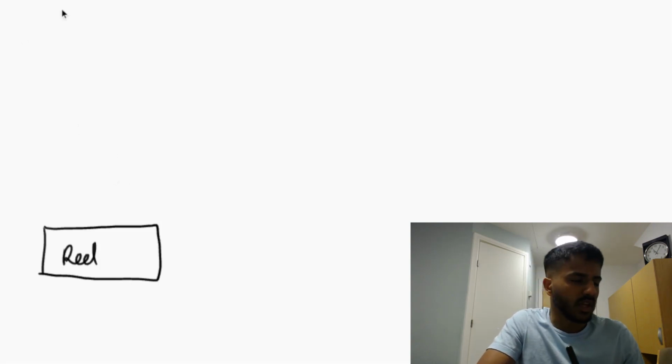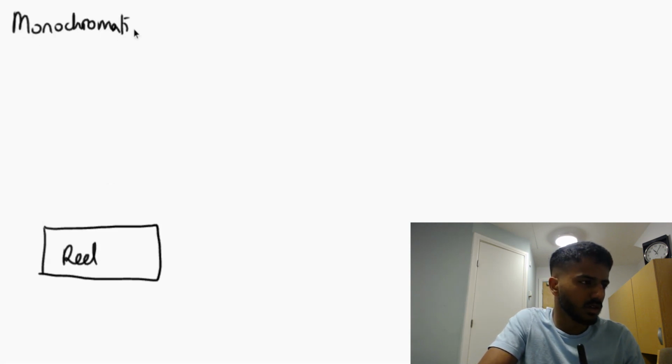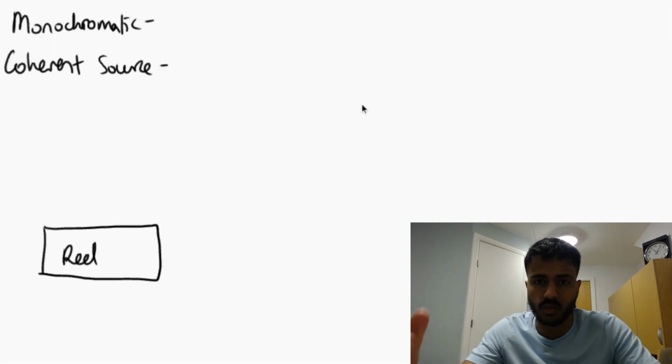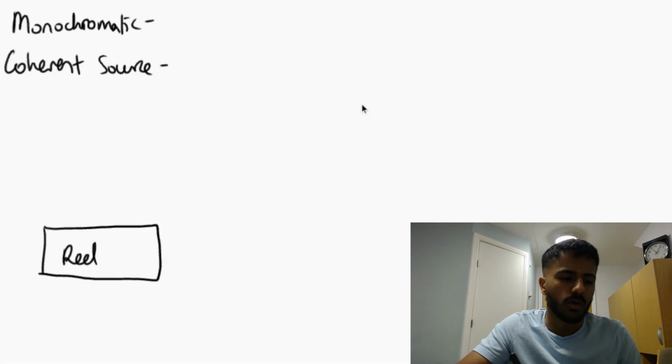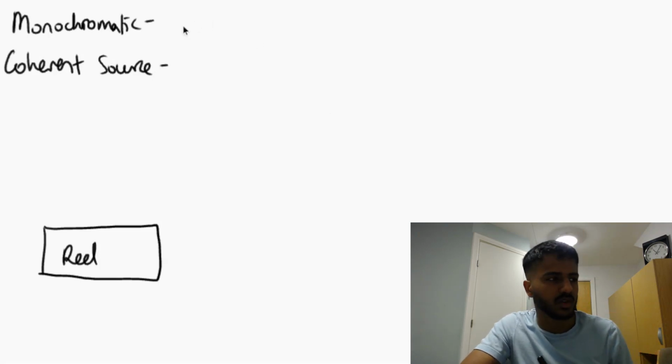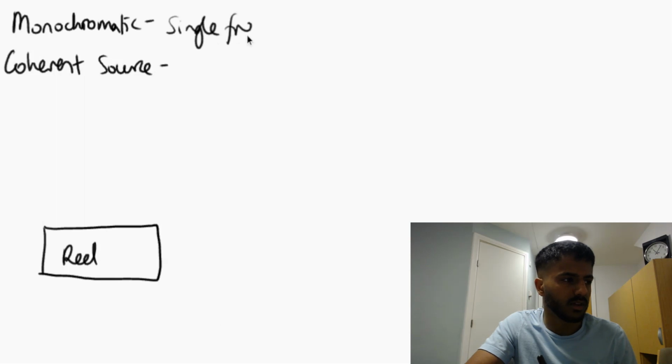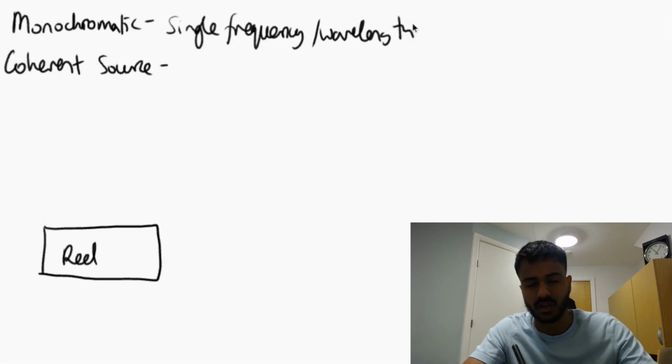So let's say I have this laser of red light, and we are told two things about this laser. We're told that the light coming from it is both monochromatic and a coherent source. These are two definitions that you should be really comfortable with when you're going to your exam. So what do they mean? Well, monochromatic simply means that the light source is of a single frequency or wavelength. So in this case, there's only one wavelength of light being emitted by this source. It will be the wavelength of red light. And lasers are pretty much always monochromatic sources.